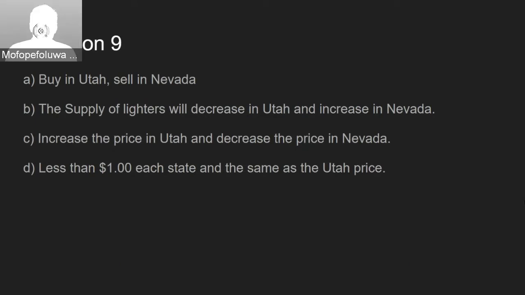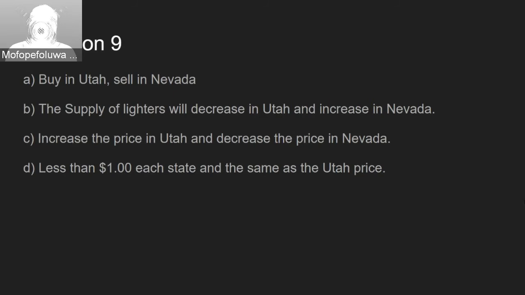For question 9, we are asked what Corey would do as an entrepreneur if the price of a lighter is 50 cents in Utah but $1 in Nevada. So for part A, he would buy lighters in Utah and then sell them in Nevada.